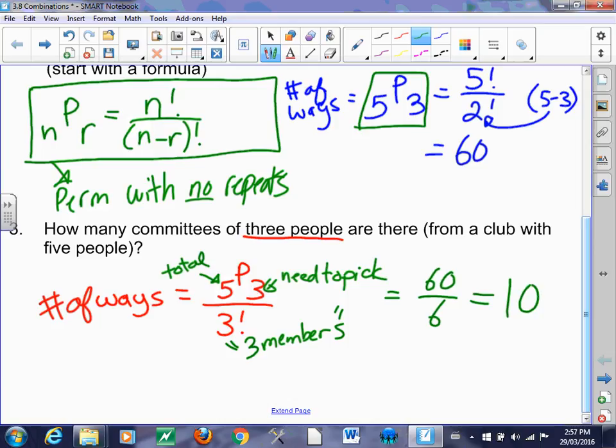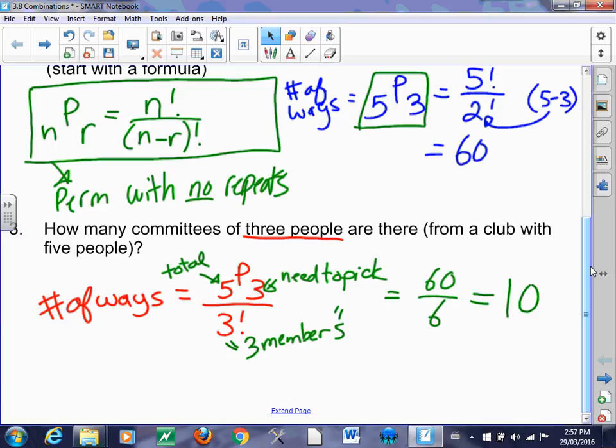So what does that mean? There are 10 ways to take a group of 5 and make 3 people the president, secretary, and treasurer. Awesome. Okay, so what's a little different there, ladies and gentlemen, is that we had to consider some order. And that's what we're going to talk about coming up with these next examples.